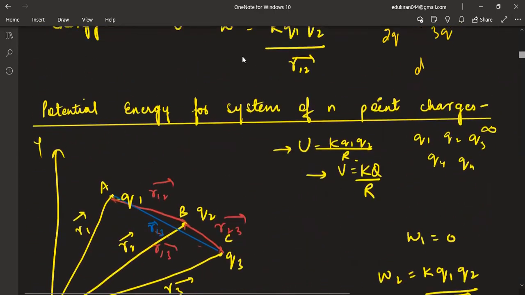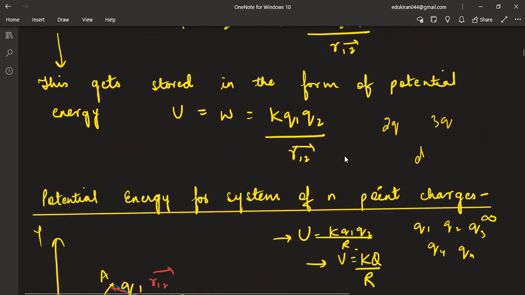Just remember, this is the generalized formula. K, that is 9 into 10 to the power 9. Q1 is the first charge, Q2 is the second charge, and R is the separation between both the charges. So it is K Q1 Q2 divided by R. Two charges are present, K Q1 Q2 divided by R12.